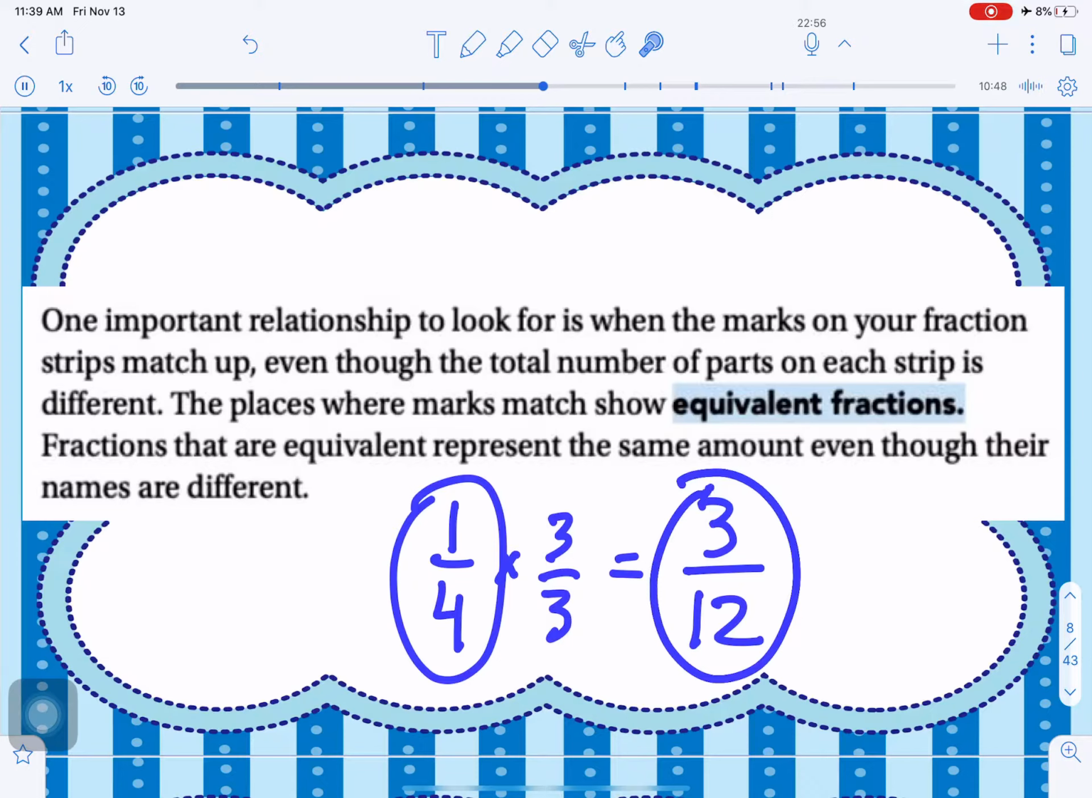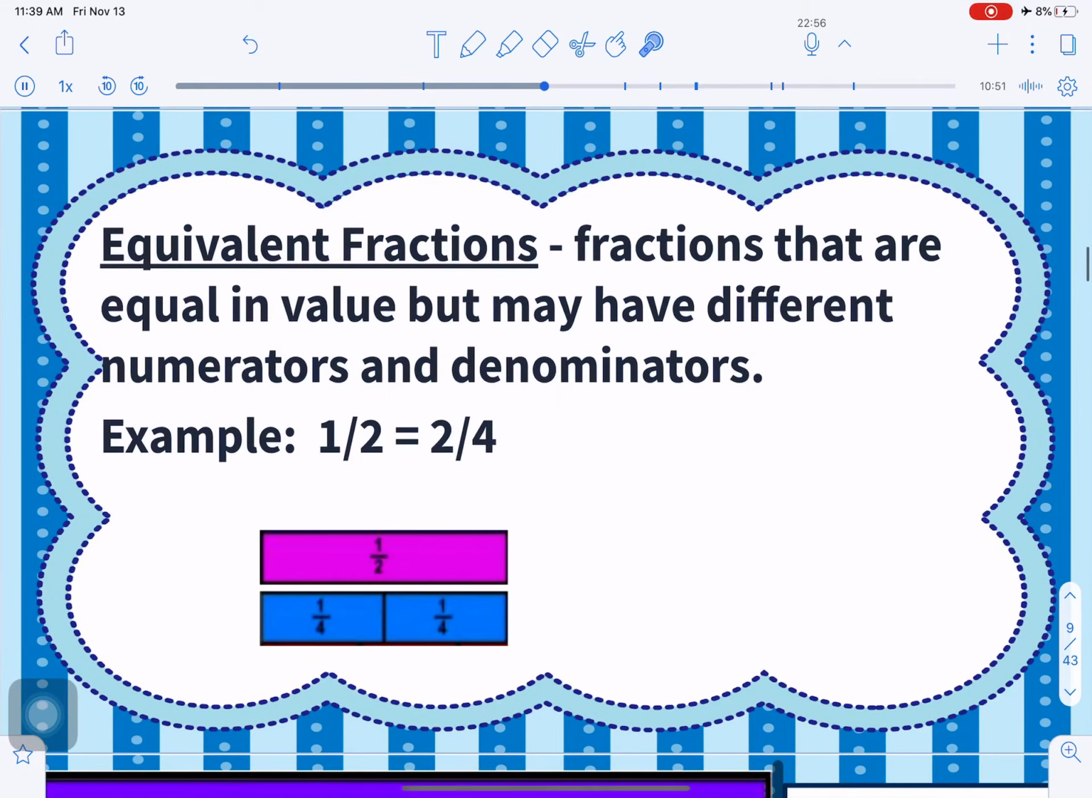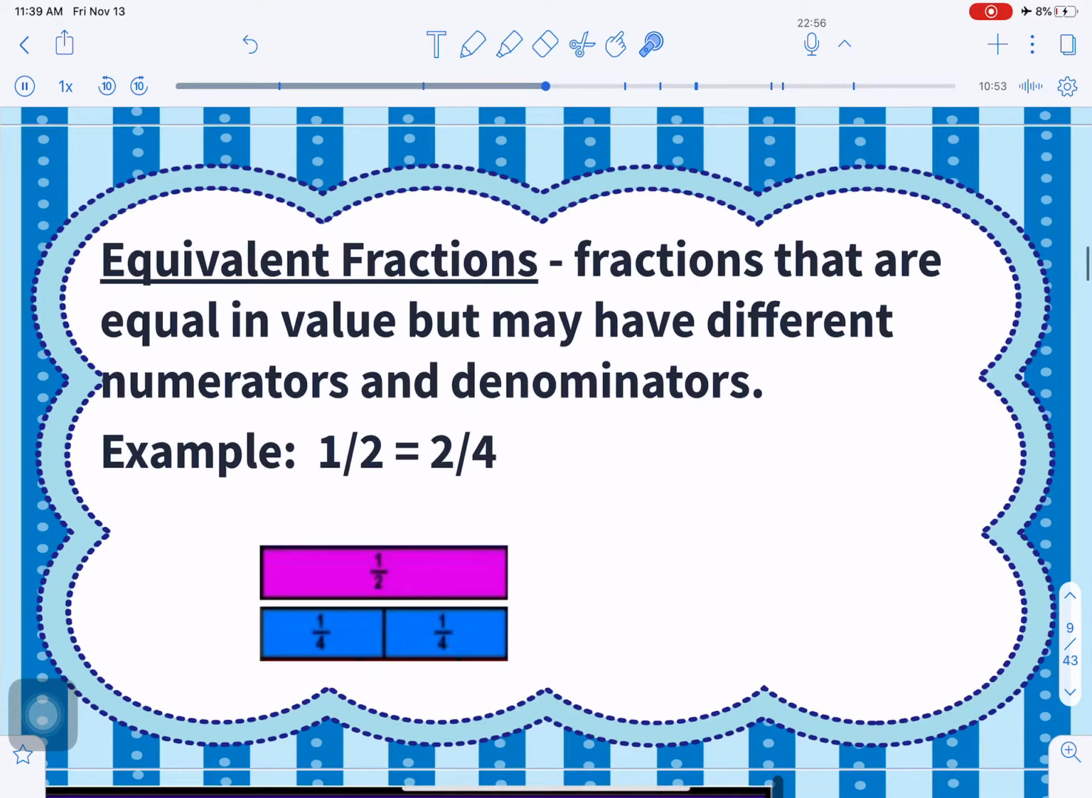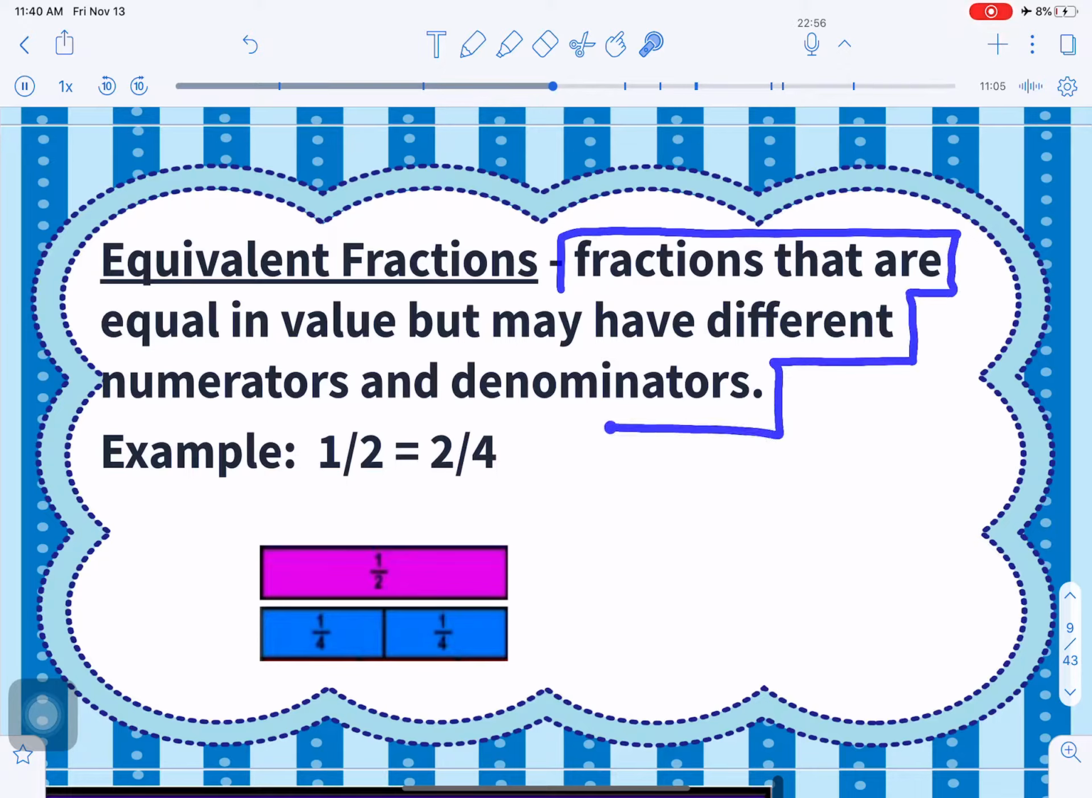Okay, so now I want you to get your vocabulary sheet, the graphic organizer out where we wrote the definition of a ratio, and you're going to go ahead and fill in this definition for equivalent fractions. Under the definition of equivalent fractions, you're going to write fractions that are equal in value, but may have different numerators and denominators.